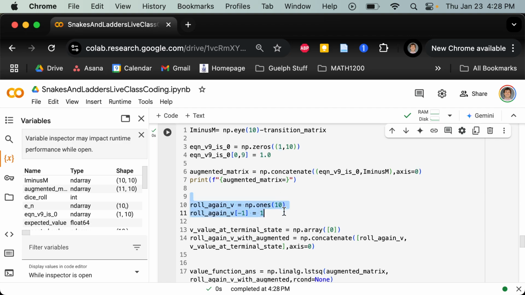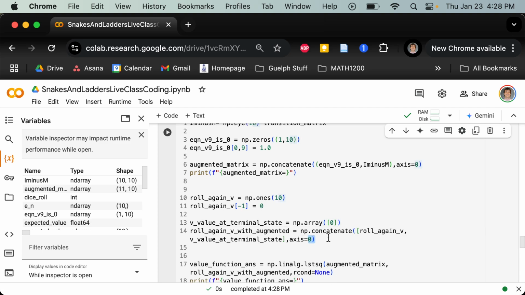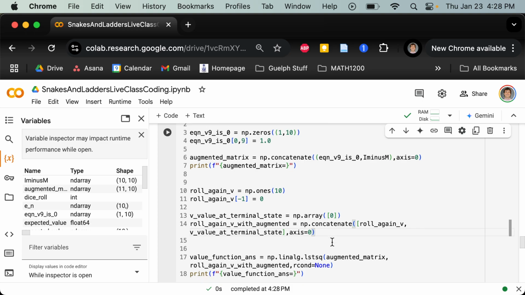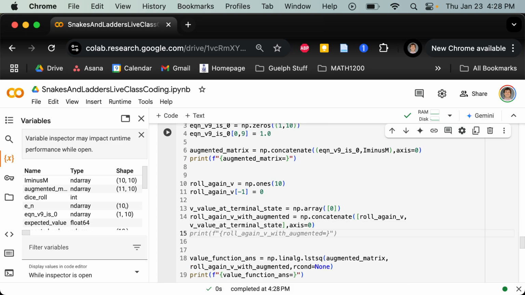So really what I should have done is I should have had roll again v, which is this vector of all ones and then a 0. So this should be 0. Okay, very good. And then I took the value at the terminal state, which is just 0. You got to make it an array, and then you concatenate them on top of each other. And if you look, that is exactly what I did. So far I have not changed the code. I have just rewritten it in a nicer way. And if you run it, you get the same bug as before.